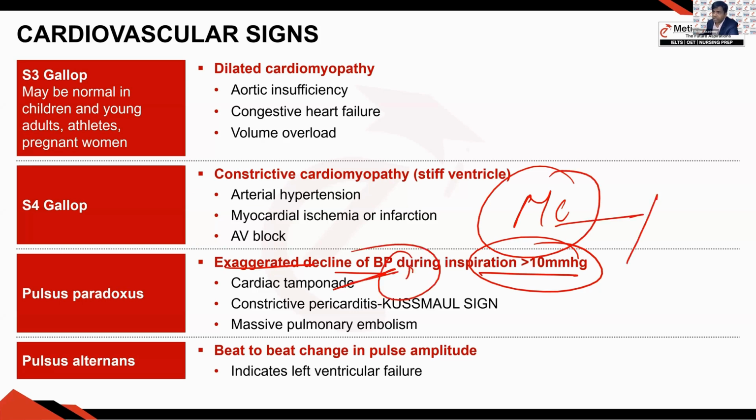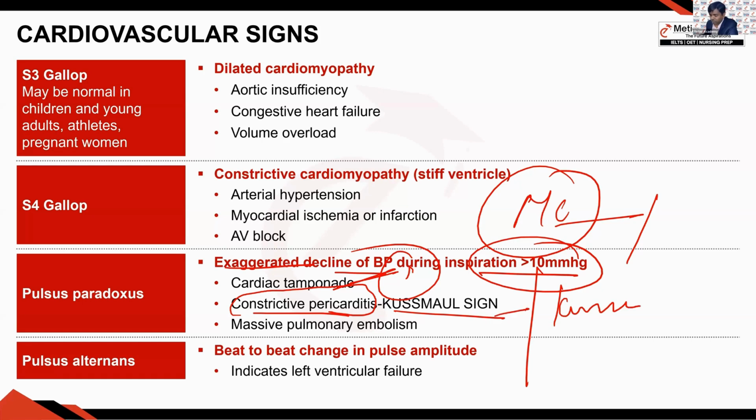If cardiac tamponade is not in the options, then check for constrictive pericarditis. If that is also not there, then massive pulmonary embolism. So it can be seen there. Okay. In constrictive pericarditis, I added the Kussmaul sign, a special sign. Kussmaul respiration is different.